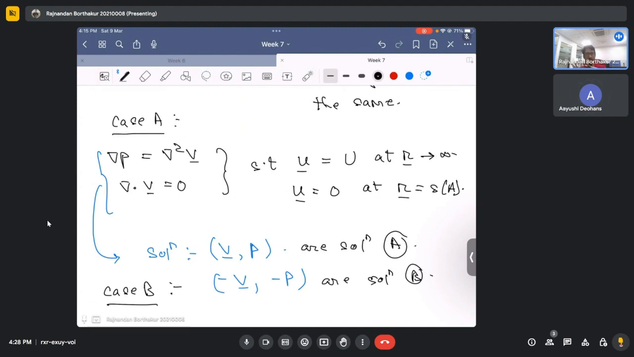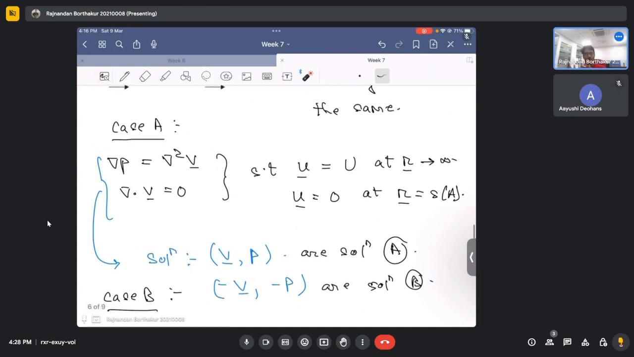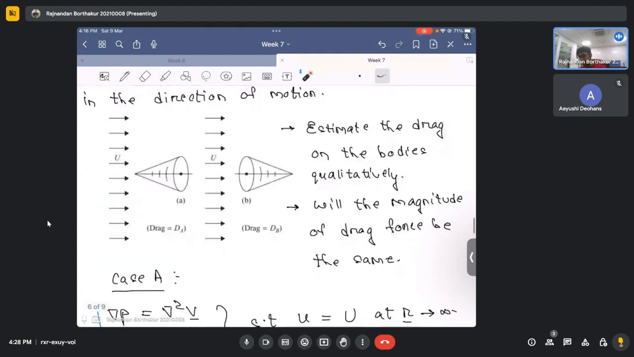Yeah. So this means that we can deduce this only from the fact that the equations we have are linear, and this is one of the most important aspects of linear partial differential equations. So the bottom line is that if we have an object A and a mirrored object of that object A placed in the direction of flow, both these objects would experience the same drag force in the limit of low Reynolds number hydrodynamics.